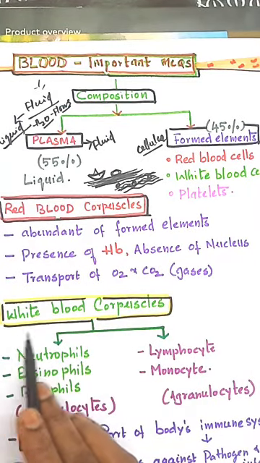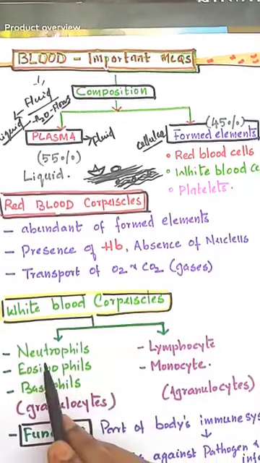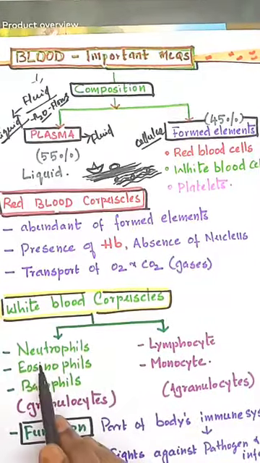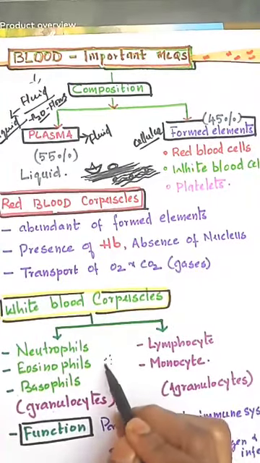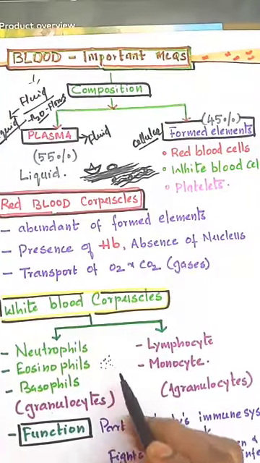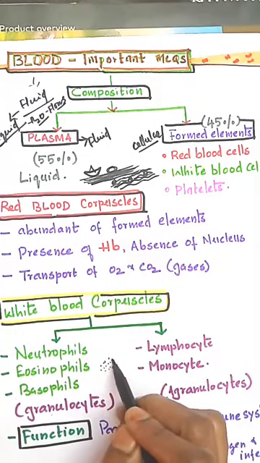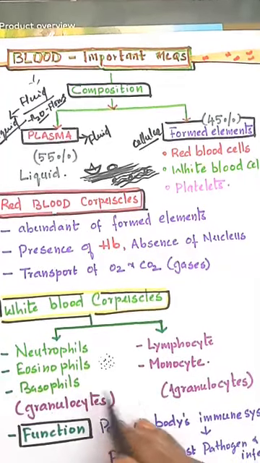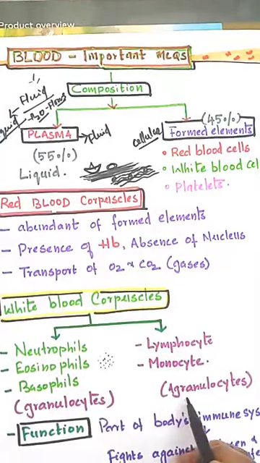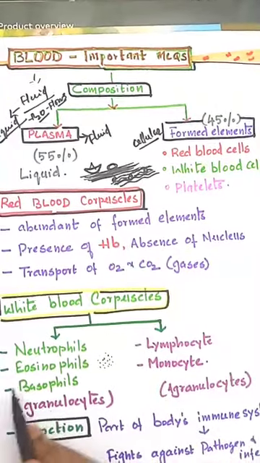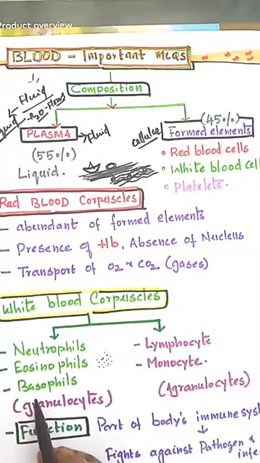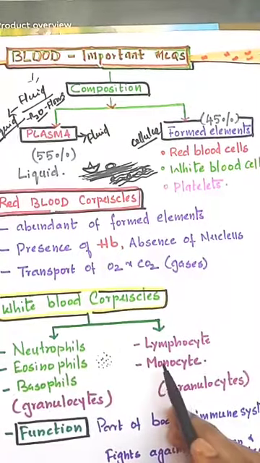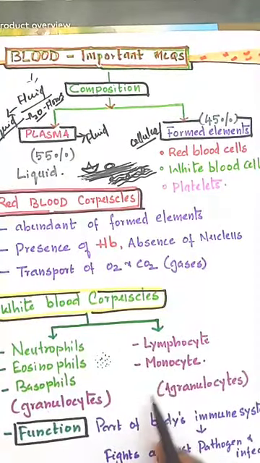The second type of cell is the white blood corpuscles. They are of two types: granulocytes, which contain granules, and granules means small substances present inside the cell, and agranulocytes, that is, absence of granules. Under granulocytes you have neutrophils, eosinophils and basophils, and under agranulocytes you have lymphocytes and monocytes.